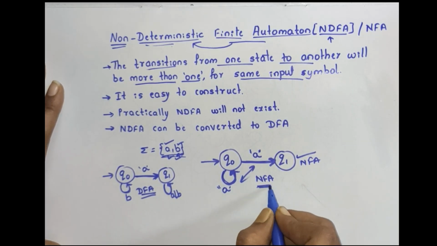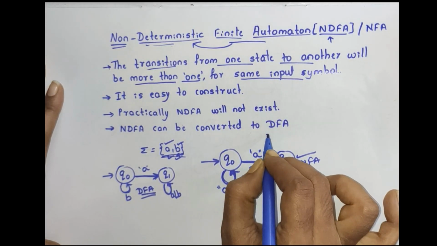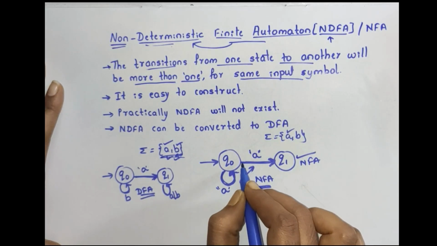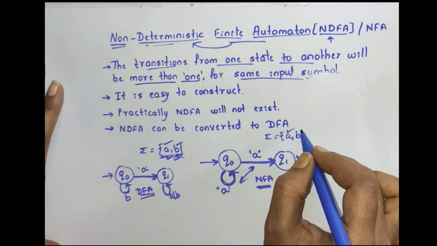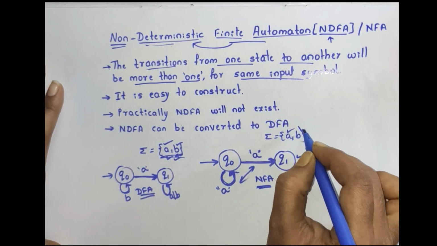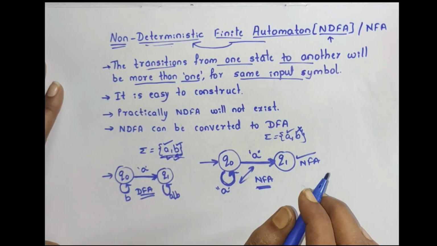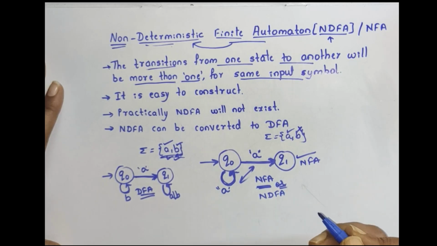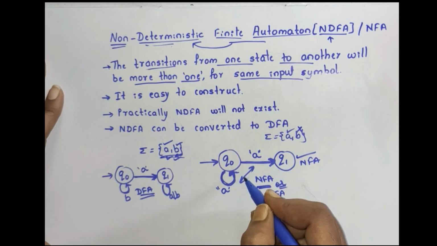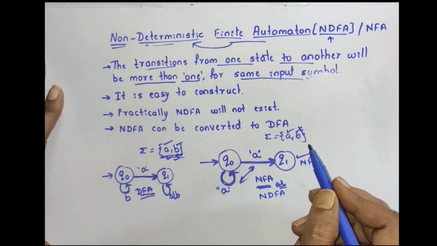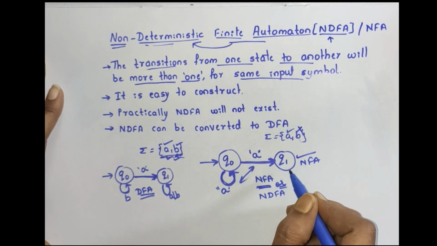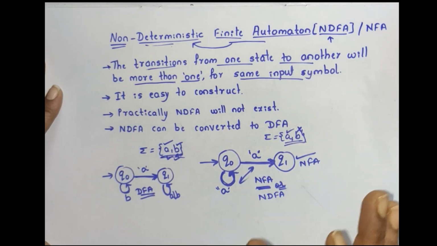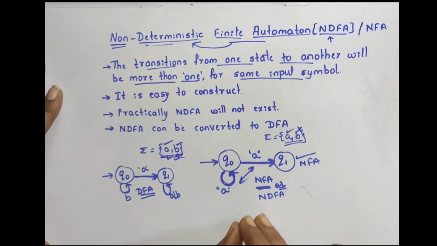Whereas in the NFA, from the Q0 state, for the A input symbol, there are two transitions. Also, we have not stated the transition for B. Because of this, it is called NFA or NDFA. So there are multiple transitions for A, and there is no transition for B. Also for the Q1 state, we have not shown any transitions for A and B. So this is called non-deterministic finite automata, and this is the difference between DFA and NFA.